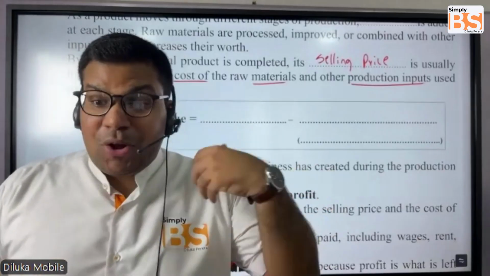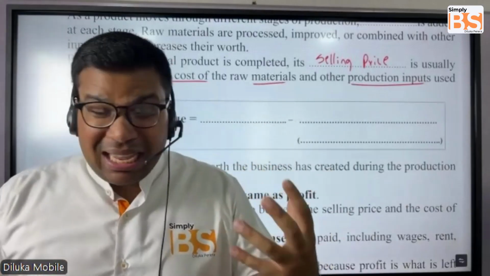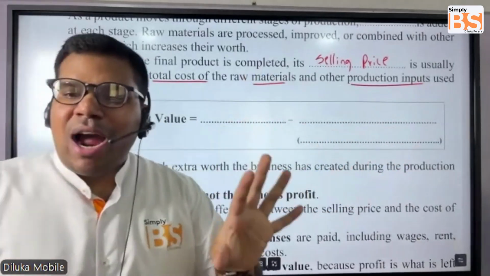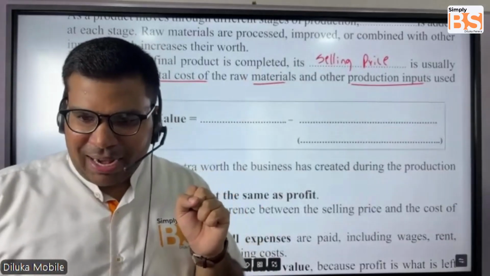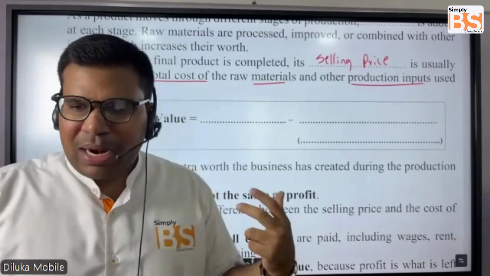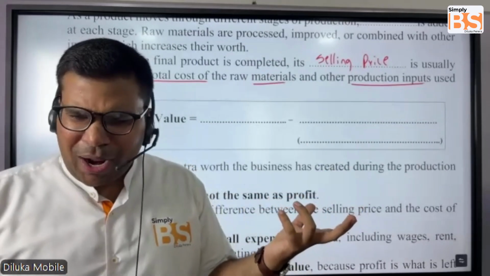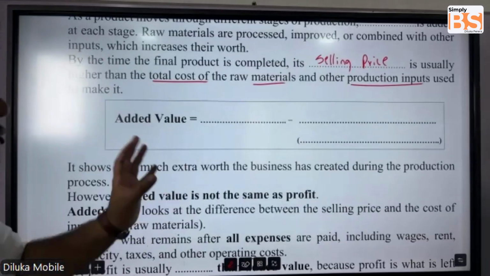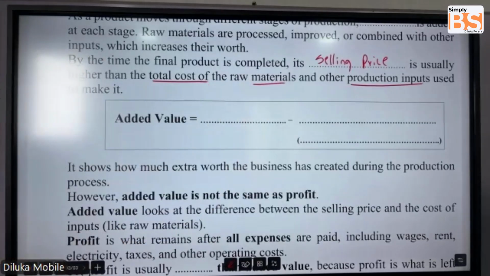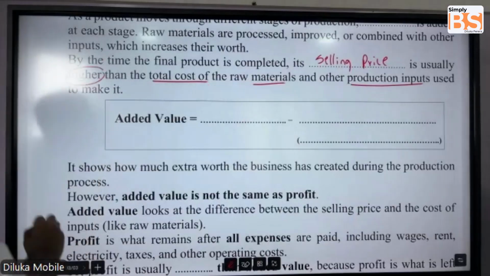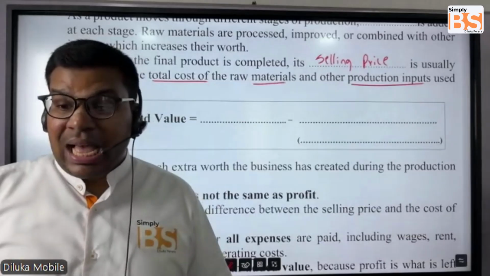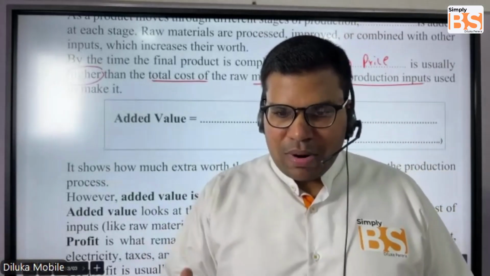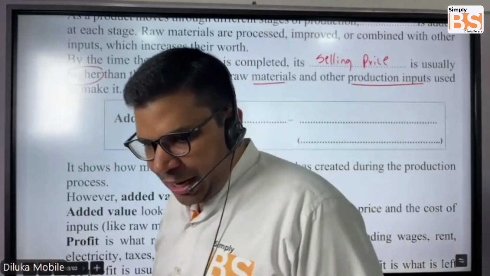rupees. But the production cost that we incurred, very specifically the raw materials, which is tea leaves, was only 500 rupees. On top of that, there could be some other production inputs coming into the picture. But anyway, students, when the final product is completed, usually your selling price is higher than the total cost of raw material and other production inputs. Usually it's like that.